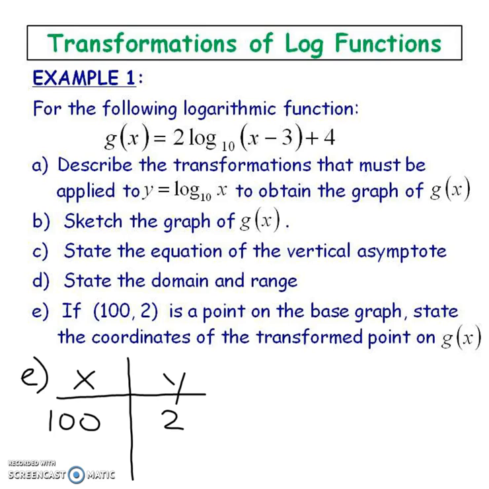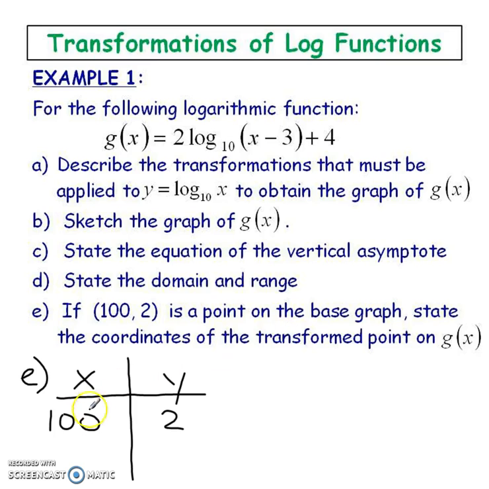Okay, let's answer that last part. E, if (1, 0, 2) is a point on the base graph, state the coordinates of the transformed point on g of x. Okay, so what they're asking you is, if this was a point on your original graph, then what is the point now on your new transformed graph?